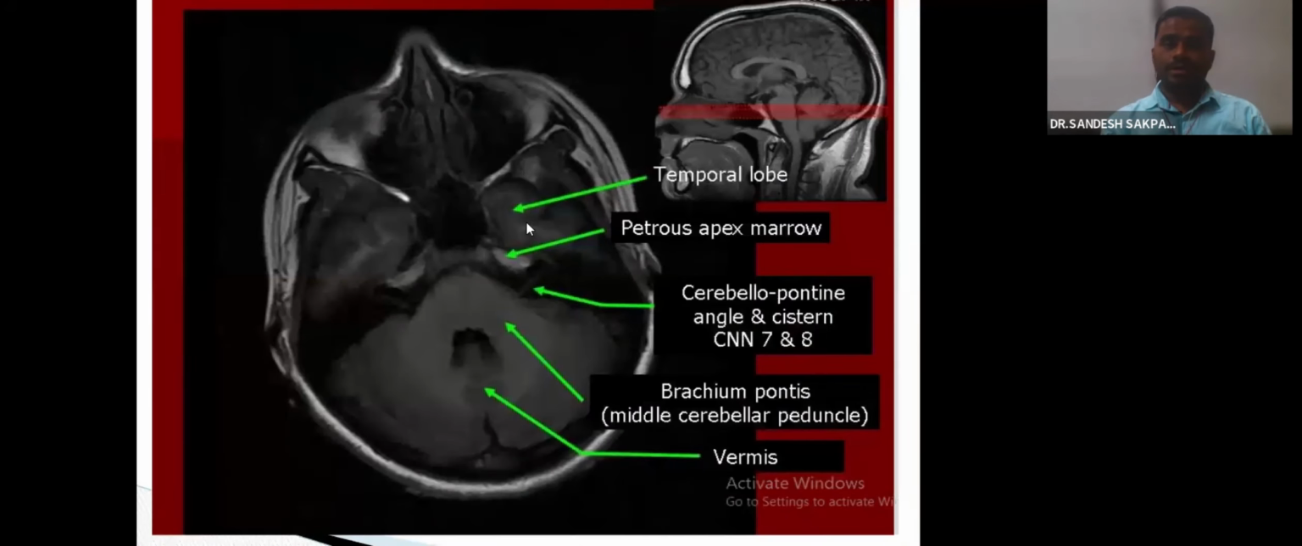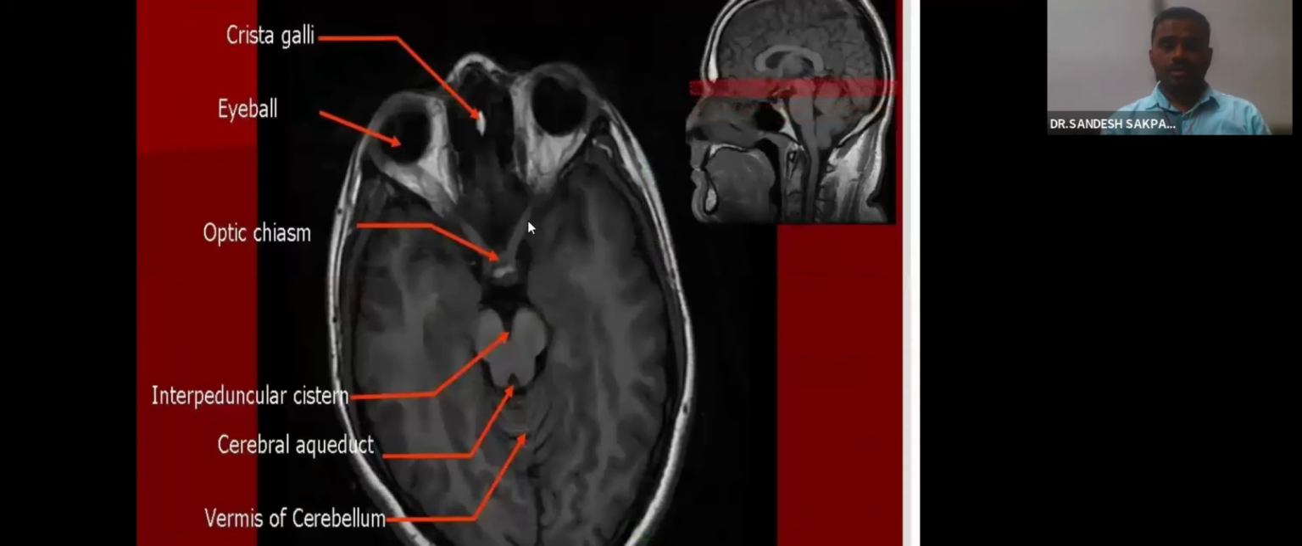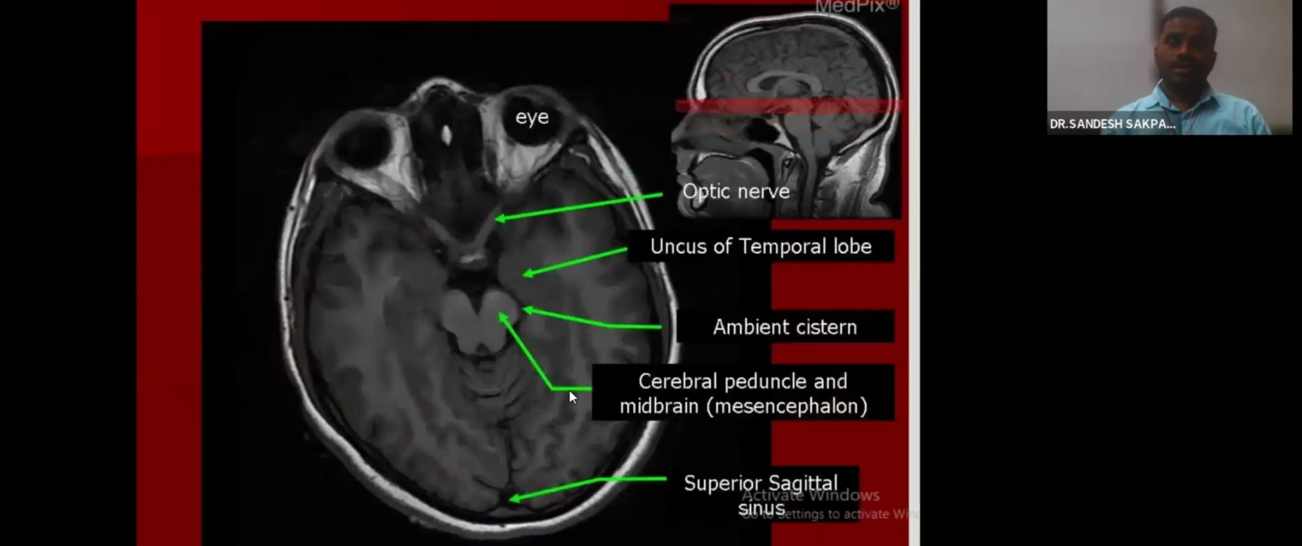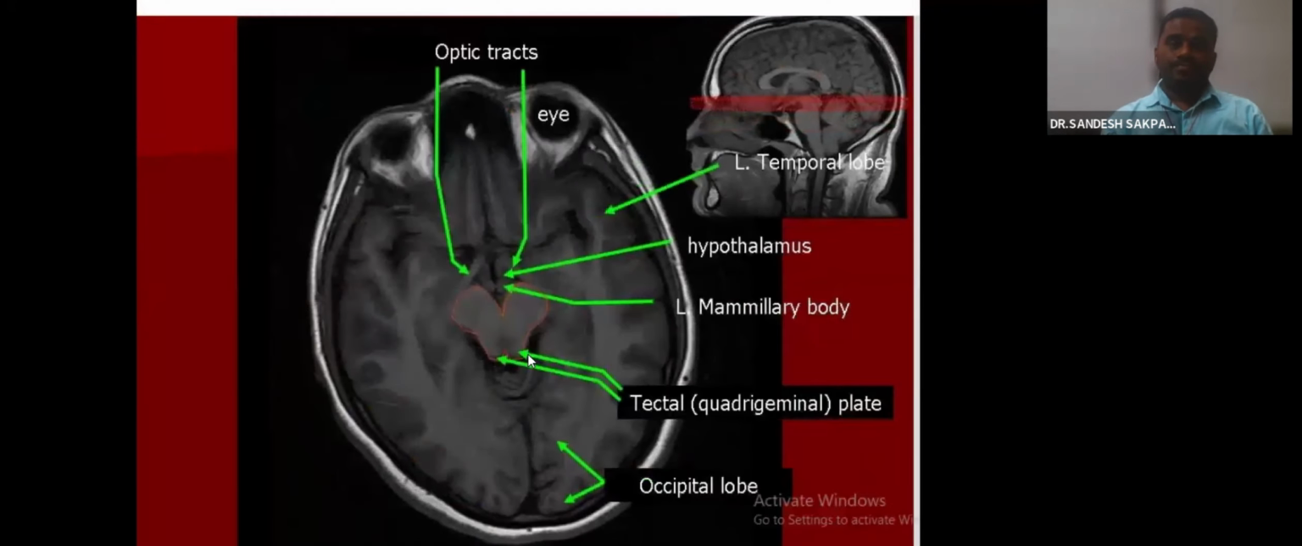So now let's go ahead with the other part of the brain. This is a Mickey Mouse-like structure. You should understand this is the midbrain. And the optic chiasma will be seen here because in front of the eyeball it is crossing. So you should know the anatomy clearly so that you can identify the structures very well on the MRI.